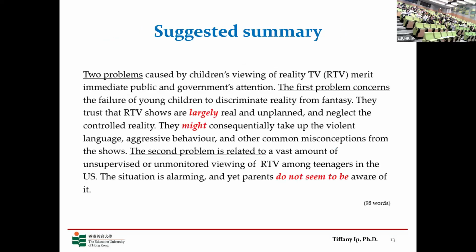And that is why here is a suggested summary. If you want to, feel free to take a screenshot and to learn something from it. Of course, you can write even better than this one, but this is how you may see some important elements that I will explain. The first sentence is a topic sentence of the paragraph, starting by saying there are 2 problems, right? So 2 problems caused by children's viewing of reality TV, or like we put it in a short form. But when you put it in a short form, hopefully you give a full form first. Merit immediate public and government's attention.